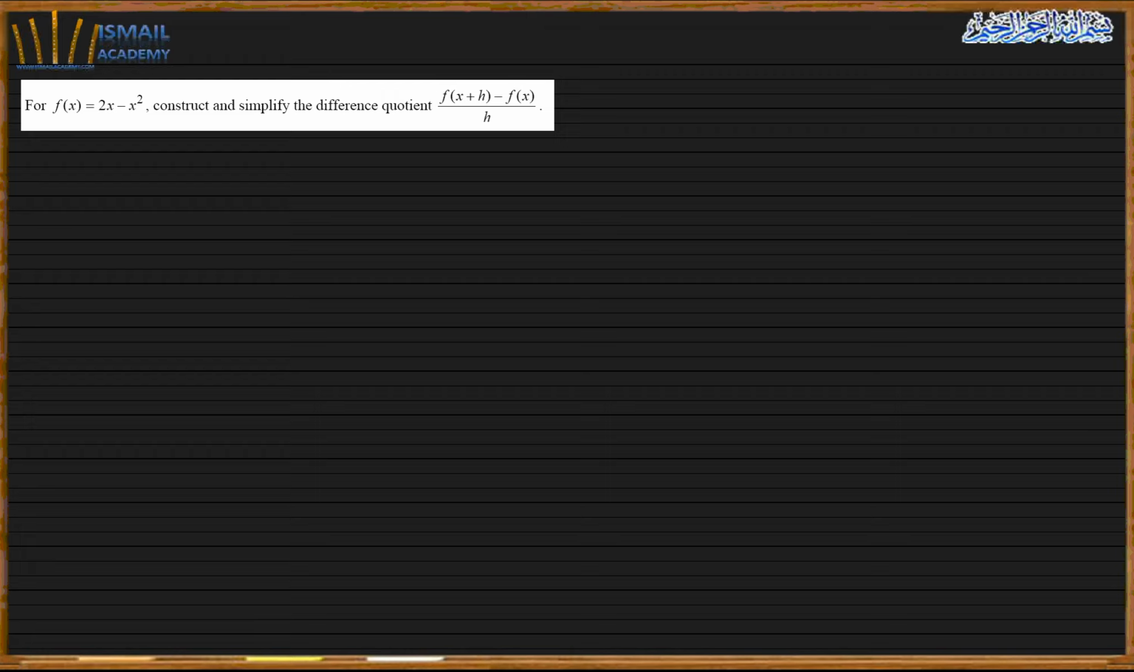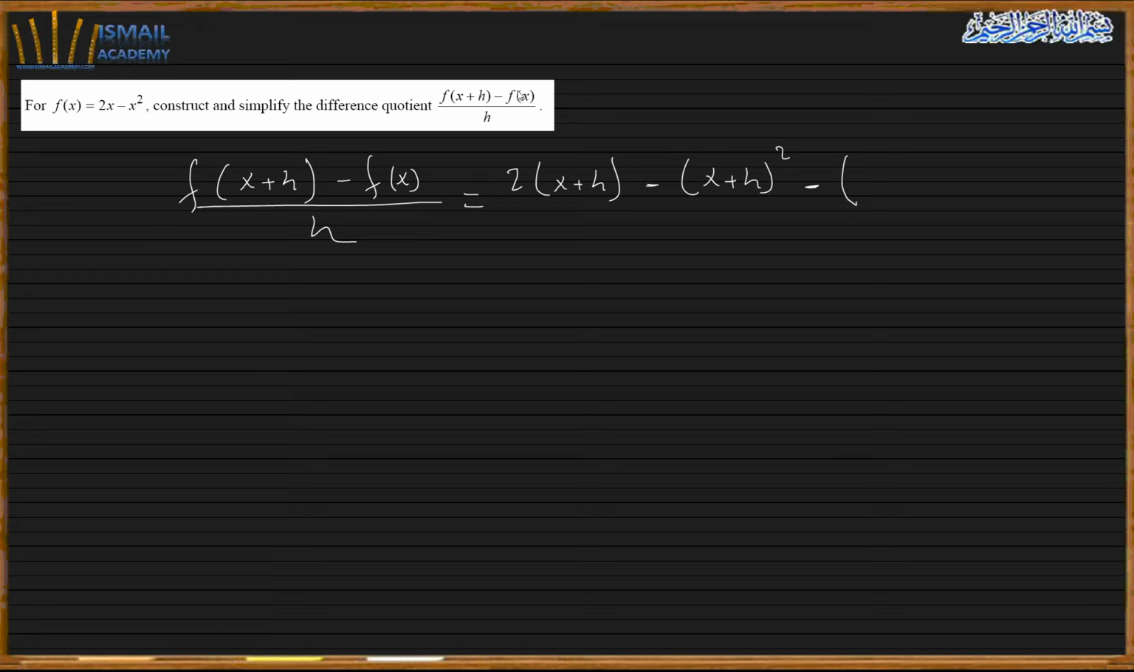Alright, for this question, they ask me to simplify the difference quotient. So I just need to substitute and go for it. I have f of x plus h minus f of x, over h. I substitute the expression, so it's going to be 2 times x plus h minus x plus h squared, minus, because this is an expression, I need to create my parentheses, 2x minus x squared. If you don't use the parentheses, you're going to have a wrong answer, so be careful.